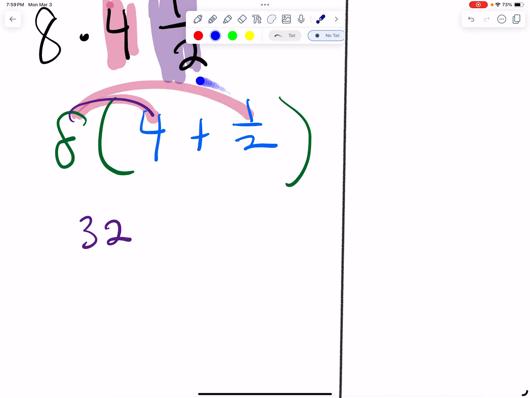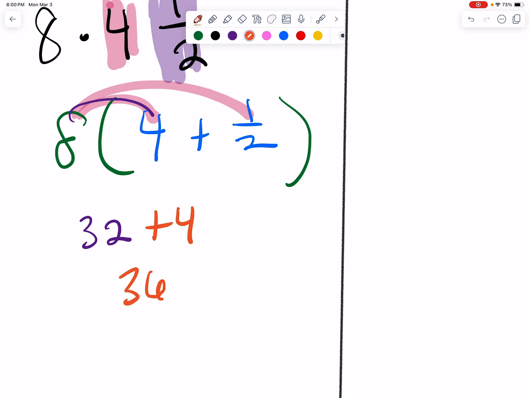And remember that when you multiply by 1/2, it's the same thing as divided by 2. When you multiply by 1/3, it's the same thing as divided by 3. And when you multiply it by 1/4, it's the same thing as divided by 4. Okay? Or one thing I like to say is half of 8, which is, oh my gosh, my alarm. Half of 8 is 4. So I just put 4. So it's 36.